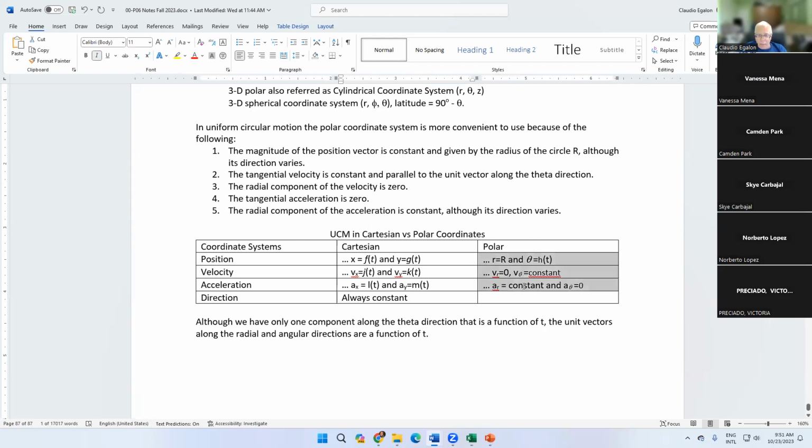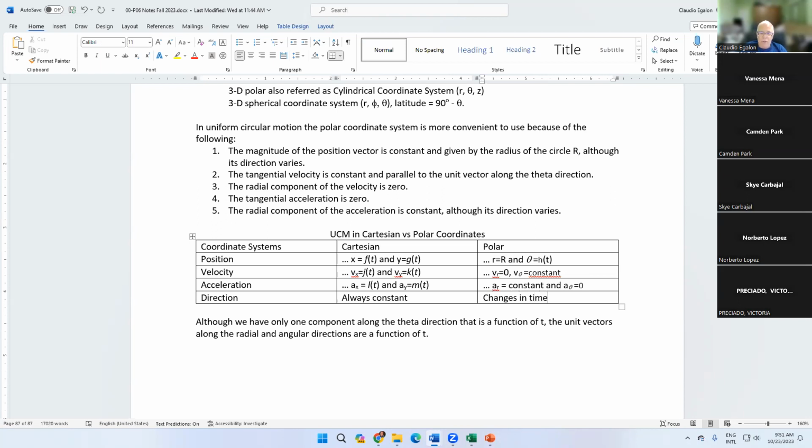What is constant is here. The polar coordinate system has only two things to remember: r and theta. Just like the Cartesian, you have to remember only x and y. The magnitudes are always constant, but the direction changes in time.